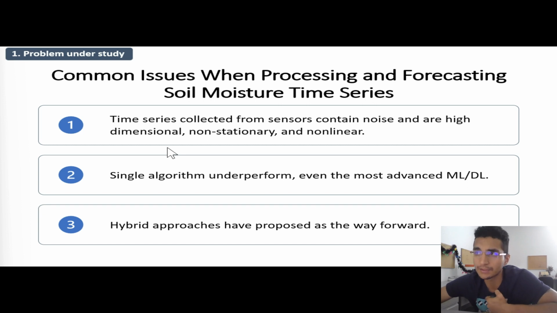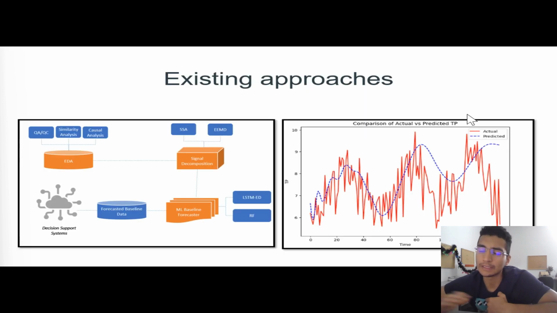And when I say hybrid, it can come in two ways. One is combining signal preprocessing techniques specific for time series with modeling, and the second one is implementing ensemble algorithms. There have been efforts on those two aspects, and of course there are many variations of them.